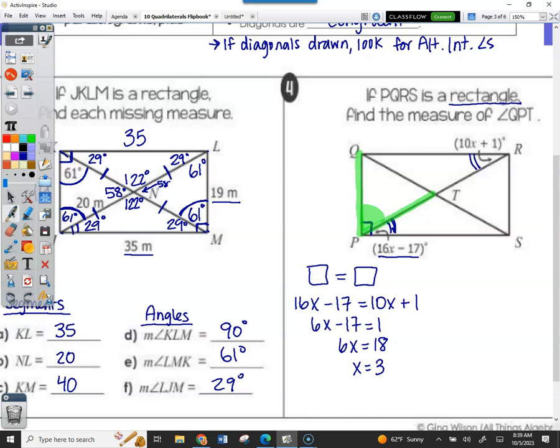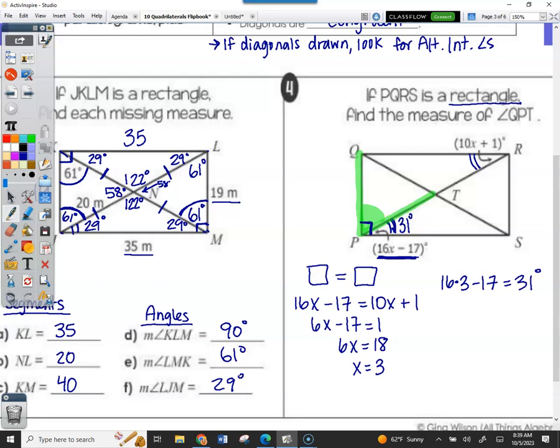But what is the corner, though? The corner's 90. So if I plug x in here, I would know this angle, and how would I get the green one? 90 minus. I'd subtract it off 90. So let's plug 3 in. 16 times 3 minus 17 is what? 31? So this is 31 degrees.